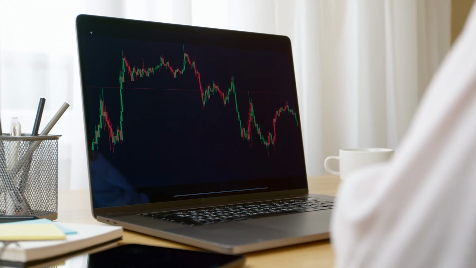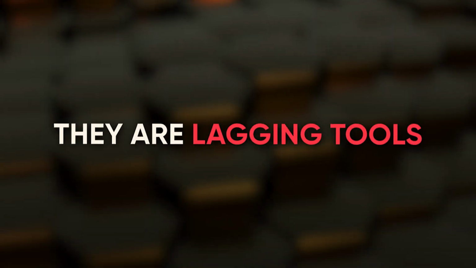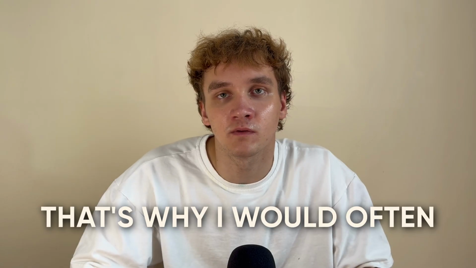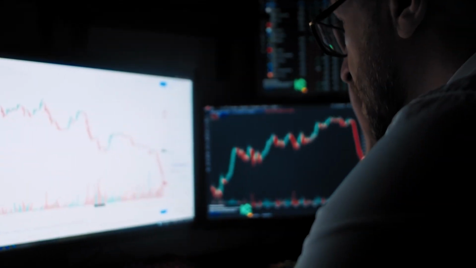Early on, I thought the more indicators I have, the better my trades would be. But there is a truth: complex indicators, especially when you layer them on top of each other, often give conflicting signals. They are lagging tools, which means that they are reacting to what's already happened. That's why I would often exit or enter the trade too late, missing the actual momentum of the market.